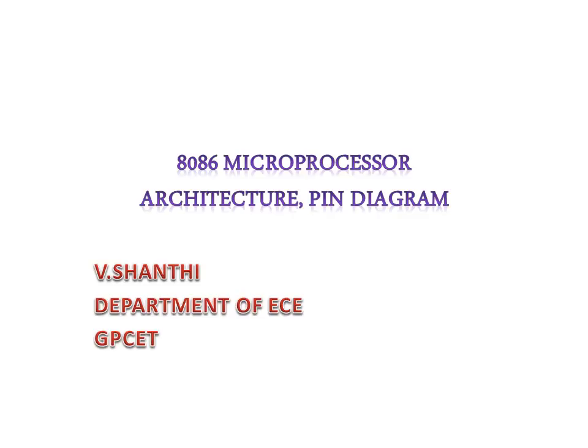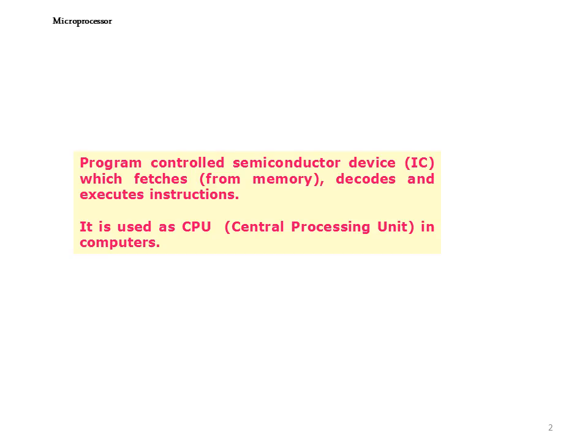8086 microprocessor architecture and pin diagram. A microprocessor is a program controlled semiconductor device which fetches instructions from the memory, decodes, and executes instructions.